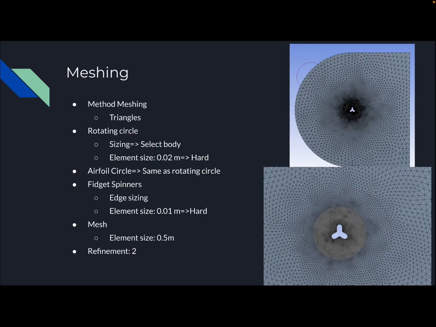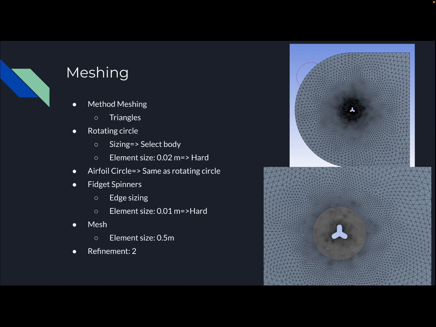For the meshing, you'll name the left side of your airfoil the inlet, the right side of the airfoil the outlet, and then you want to name your fidget spinner as well, and then also the two different circles as interface in and interface out for your rotating circle, and then your circle on the airfoil. For the meshing, though, we would do a triangle meshing instead of a quadrilateral because for round surfaces, you generally want to use triangles just to get a more accurate meshing.